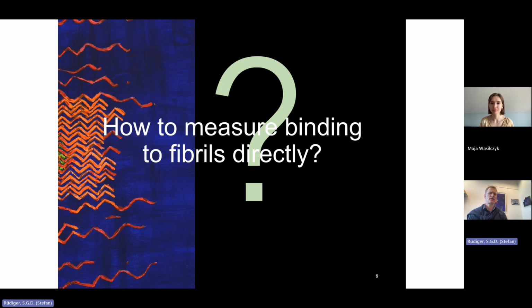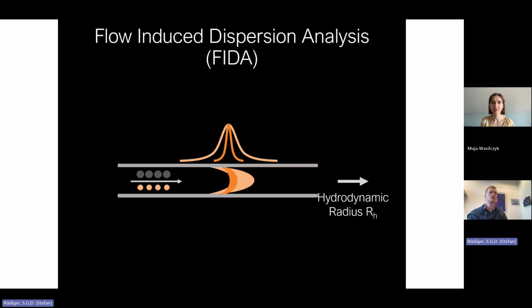What FIDA allows us to do is that you send your sample through a capillary, and you get a diffusion profile. That diffusion profile depends on the size of the sample. So a small peptide would have a very sharp profile, while a larger sample would have a much broader profile. A fluorescently labeled peptide, such as this fibril paint compound, would be small. If the fibril paint peptide binds to the larger fibril, you get a broader profile.